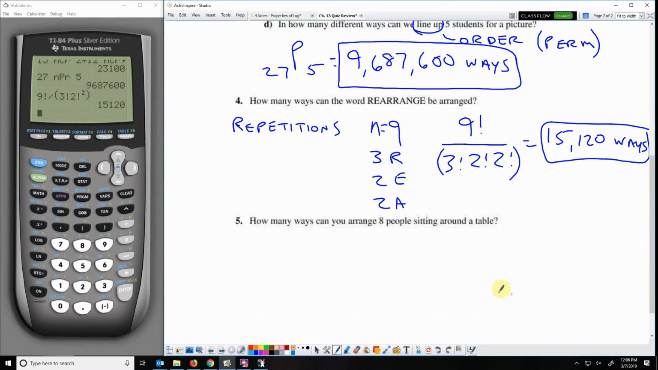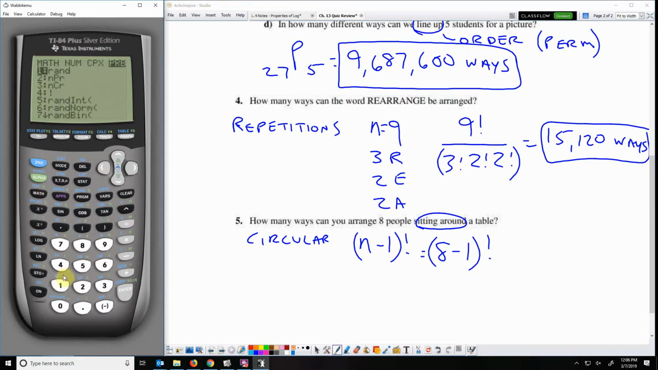How many ways can you arrange 8 people sitting around a table? Sitting around a table, that is circular. That is done by doing n minus 1 factorial. So that's 8 minus 1 factorial. 8 minus 1 is 7, so 7 factorial is 5,040 ways.